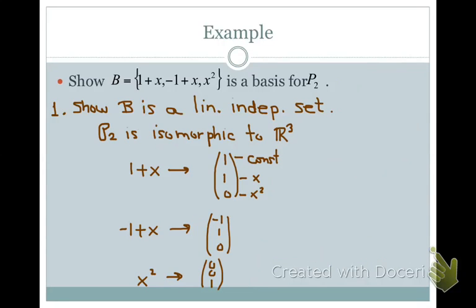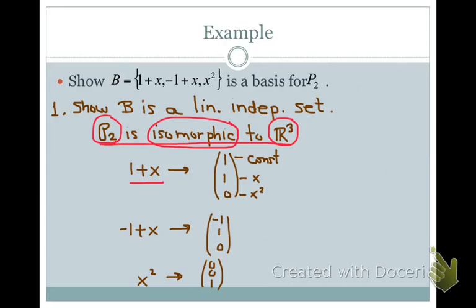Another way that we could deal with this idea of this set of vectors or polynomials being linearly independent is to recognize that P2 is isomorphic to R3. Now, what isomorphic means is that polynomials in P2 can be represented as vectors in R3. Right? That's what makes our isomorphism. So for example, if you look at the first polynomial expression, which is 1 plus x, how do we represent that as a vector in R3?